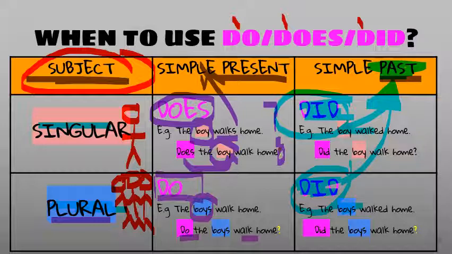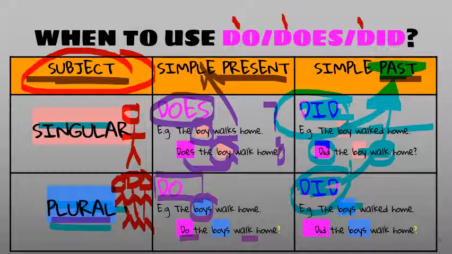For example, the boy walked home. When I convert that statement into a question, it turns into did the boy walk home? And there again you can see I am using the most simple form of my verb.